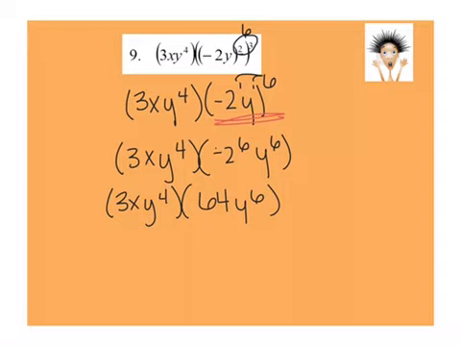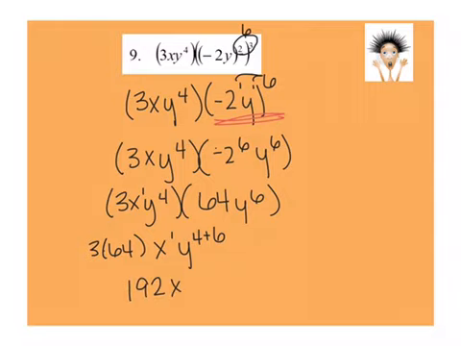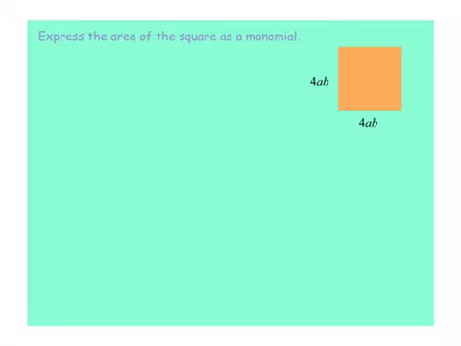And now we're multiplying. So I'm going to do the 3 times 64. X to the 1, when we multiply, we add the powers. I don't have any x's on the other side, so I just have x to the 1. And then y to the 4 plus 6. So I'm going to end up with 192 x to the 1, y to the 10th, and I'm done.